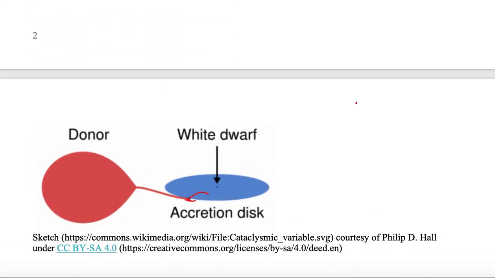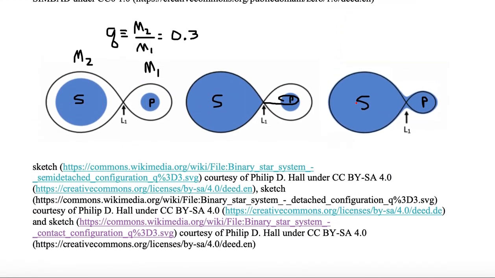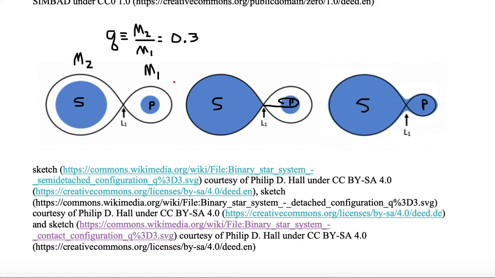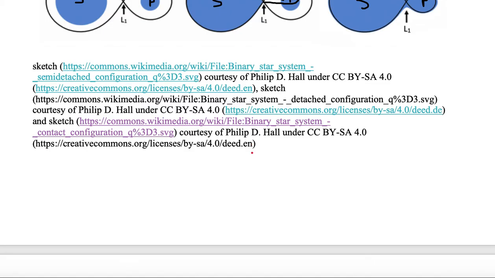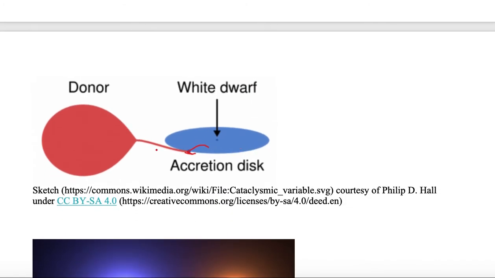In this case, we're going to look at the semi-detached. In the semi-detached case, remember I said the secondary filled its Roche lobe. It's losing its mass through the neck of its balloon type shape, and it's going to form the accretion disk around the primary. Well, that's an example that is shown here. Here we have what's sometimes called the donor. Your donor is also just going to be known as your secondary star. It's donating its material to the primary star, which in this case is a white dwarf.